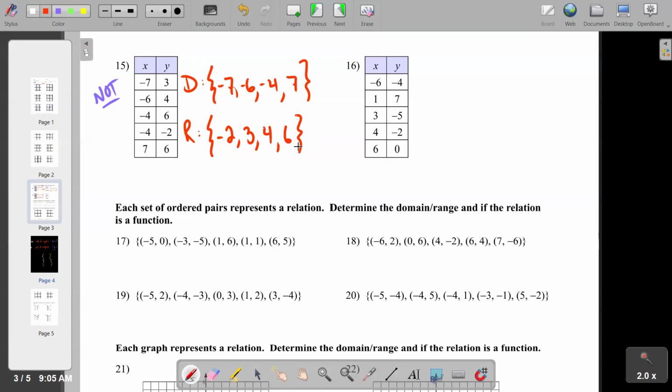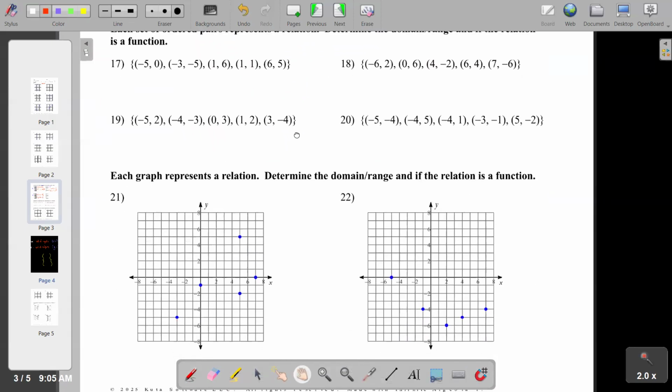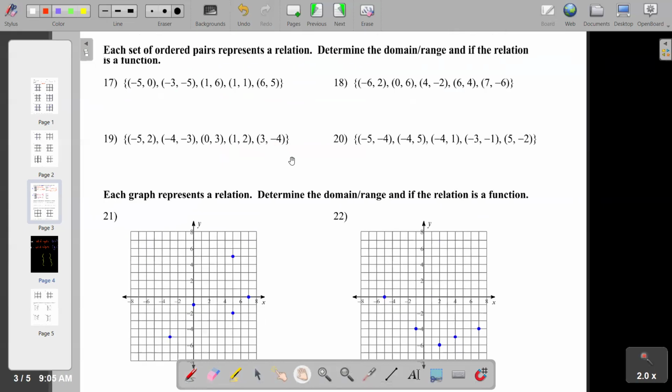Let's head on to 17 through 20. Same idea, right? And we'll probably just do a couple of these together. On 17, same idea: domain, range, curly bracket. I didn't leave enough space here. I wish I had this to do again. I would have left you more room. Apologies. What's the first domain element?